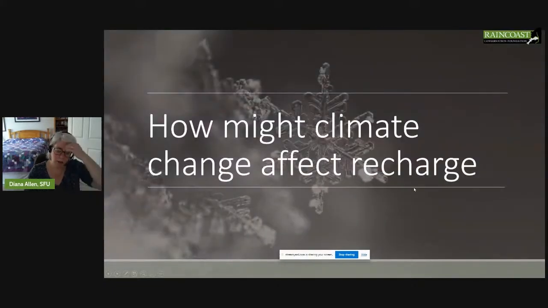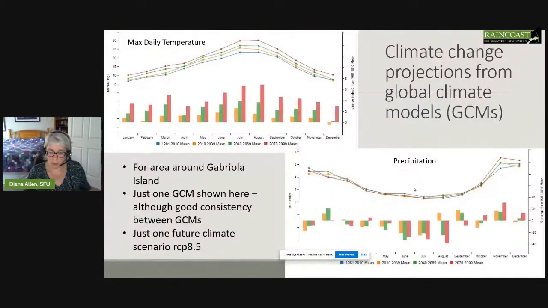So how might climate change affect recharge? This is the big question. So we use global climate models or general circulation models to give us projections on how the climate might change. So I pulled these two graphs from PCIC, Pacific Climate Impacts Consortium.